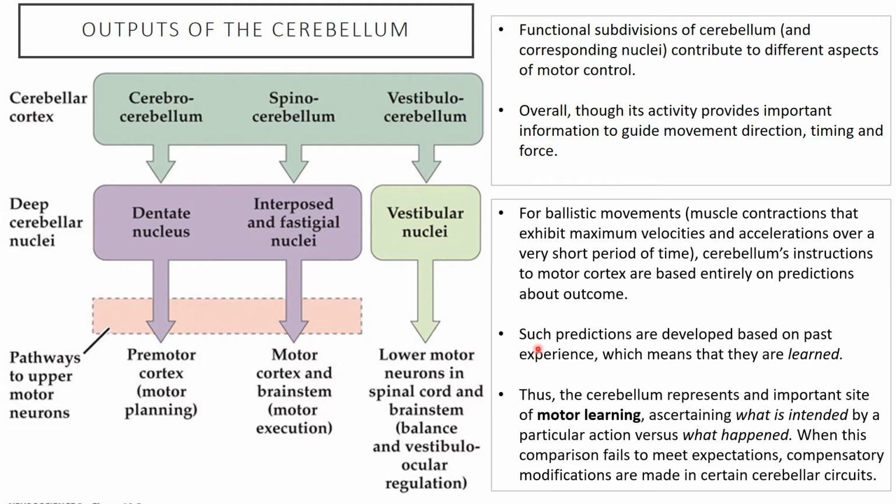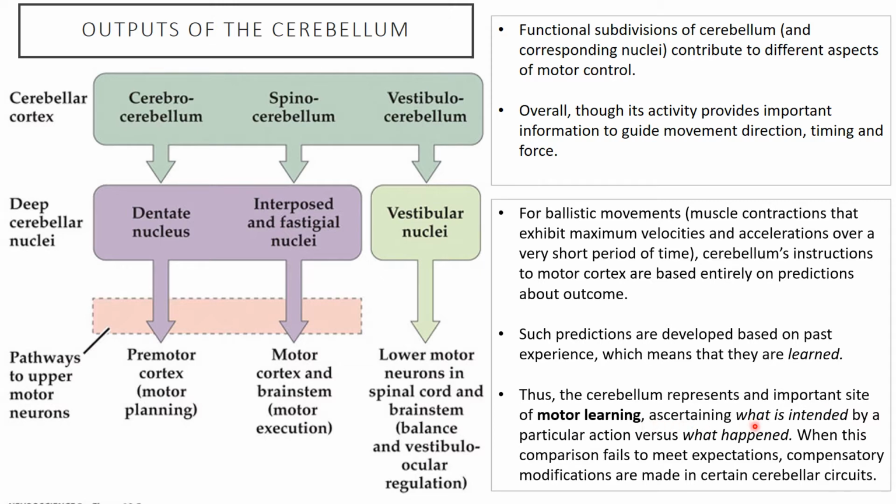We know that these kinds of predictions that come out of the cerebellum are dependent upon past experience. That means that they are learned. So this ability for the cerebellum to make these predictions about where a ballistic movement is going to end up is all dependent upon prior experience. And so the cerebellum is used in learning the precise coordination of what those movements are going to end up looking like. Therefore, the cerebellum represents an important site of motor learning.